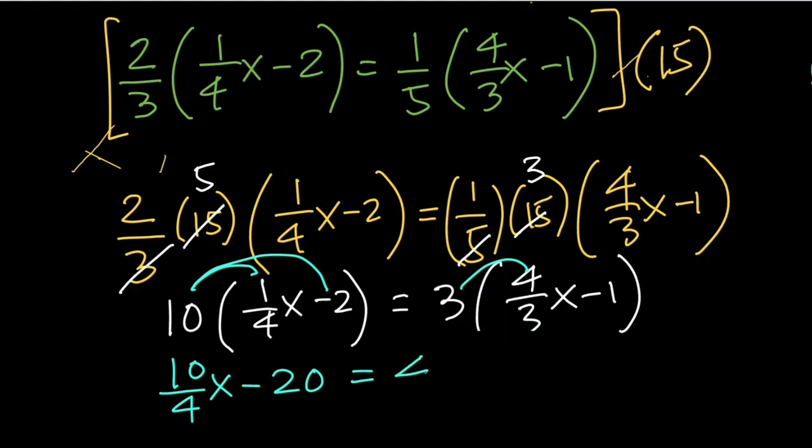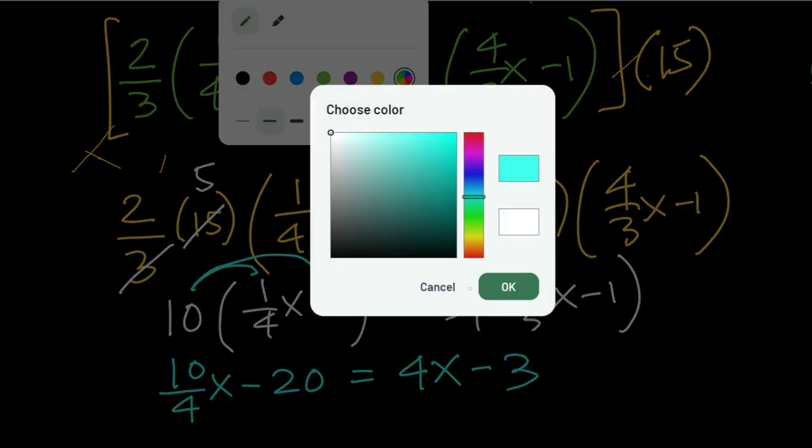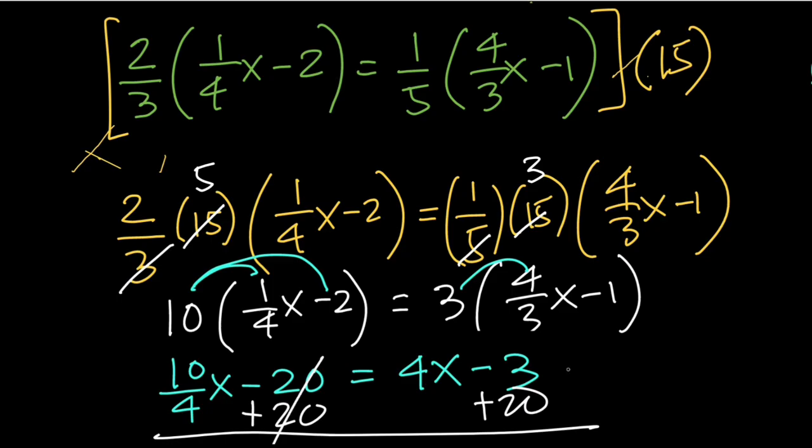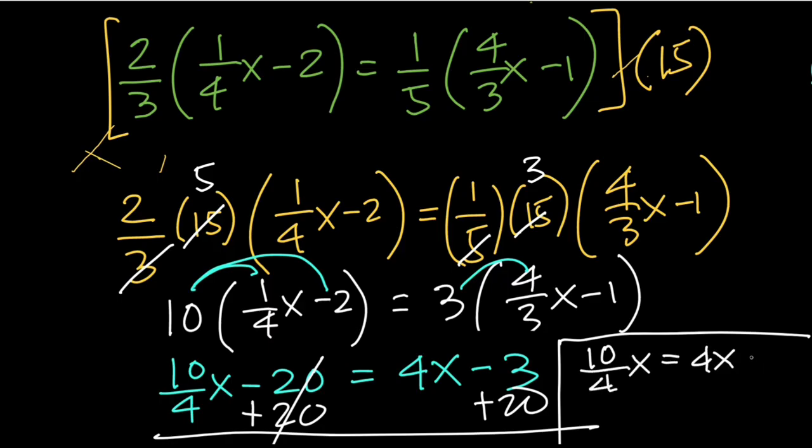You're overwhelmed with this? A lot of numbers. Then 3 times -1 is minus 3. You can do it, Tina. You're smart. Okay. Then we group like terms. We add 20 to both sides. So the equation would become 10/4 x equals 4x plus 17, because 20 minus 3 is 17, right?